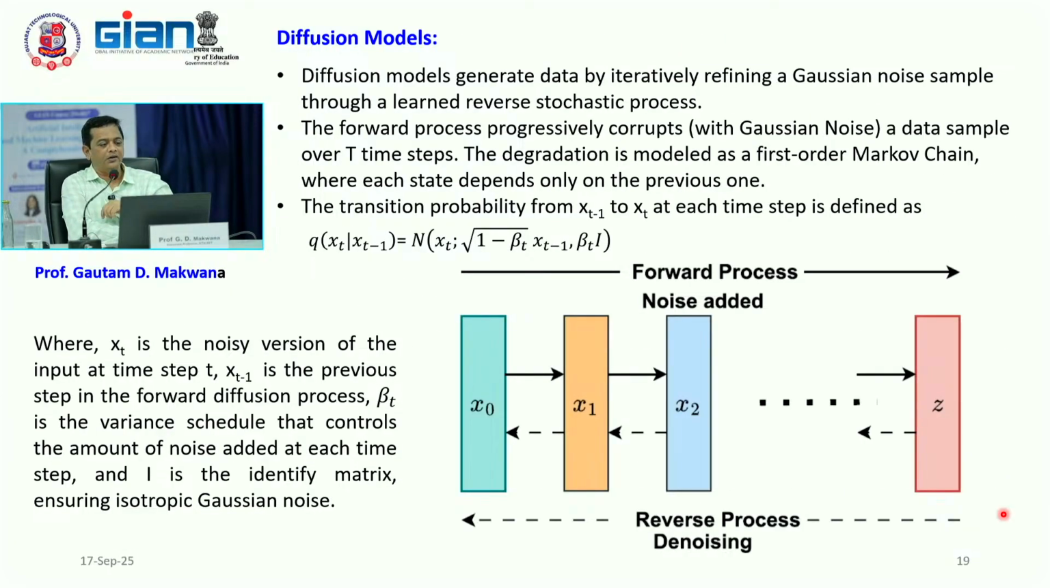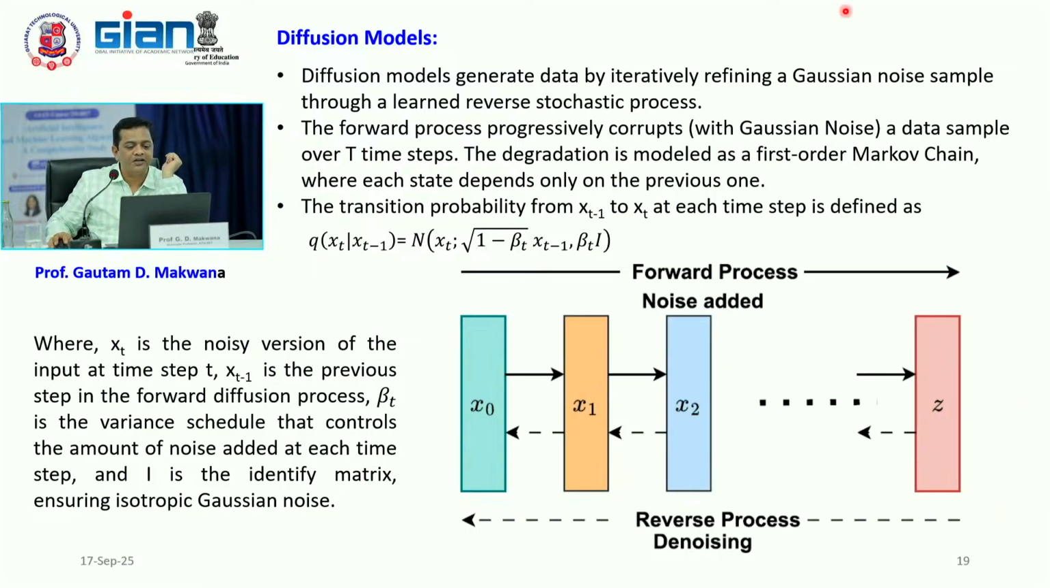Now, another model is the diffusion model. What is a diffusion model? It is adding the noise during the encoder and the decoder, and then it is removing the noise. That kind of concept is used in the diffusion model.